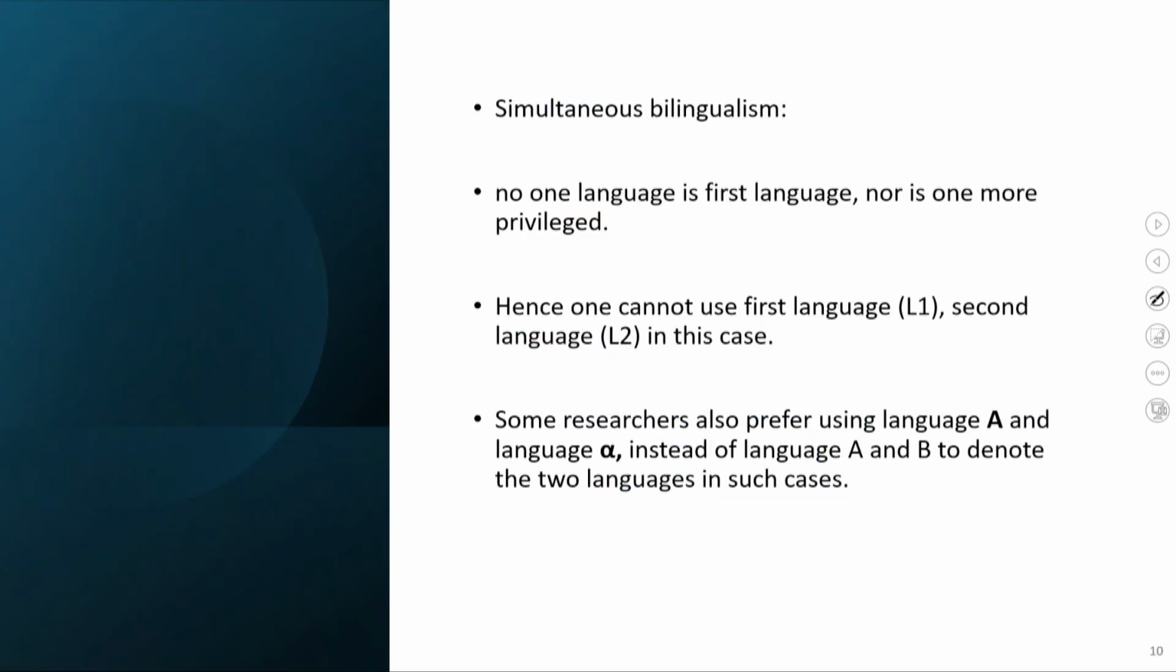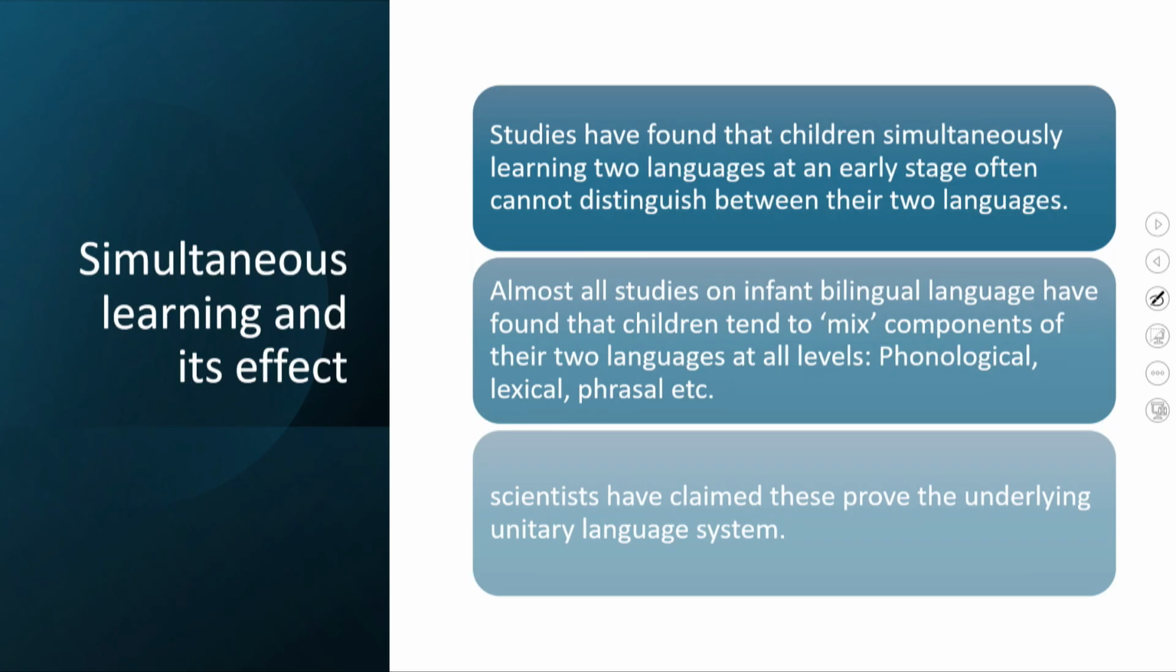When we have simultaneous bilingualism, no one language is the first language and no one is of course the second language. Hence, one cannot use the L1 and L2 notation. What researchers typically do is they refer to both as language A, one with a capital A and one with a small a, instead of language A and B. There are various other notations also, but this is very common.